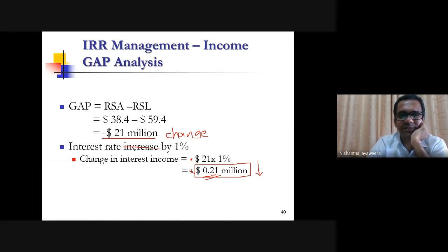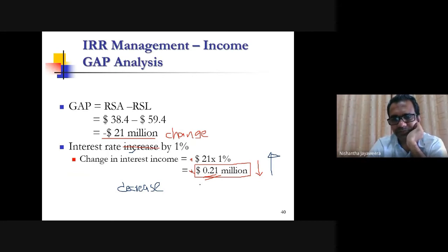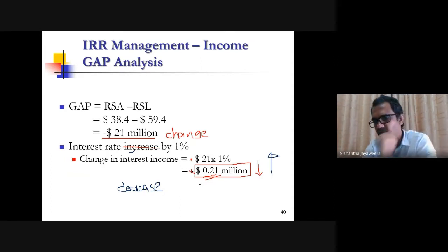But what would happen if interest rate decreases? You have more liabilities. Then interest income will go up by the same amount. The amount won't change whether it's an increase or decrease. Only the direction changes, whether interest income is going to go up or go down. Is it clear?